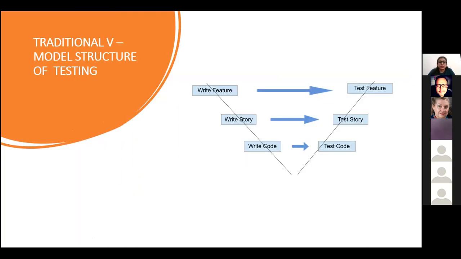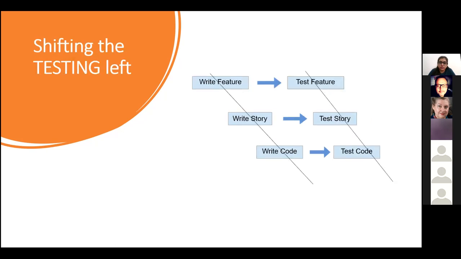Now a quick check on the V model that has gone on for our longest period of time in our waterfall model, which says that once we write a feature, then we write the stories, we write the code, and then we test the code, we test the story, we test the feature. So the actual approach of shifting left will bring the testing closer to every cycle. We write the code and we also write the testing for that code.